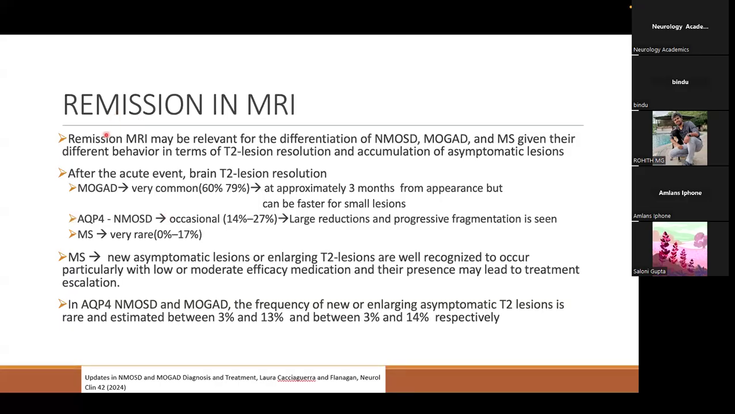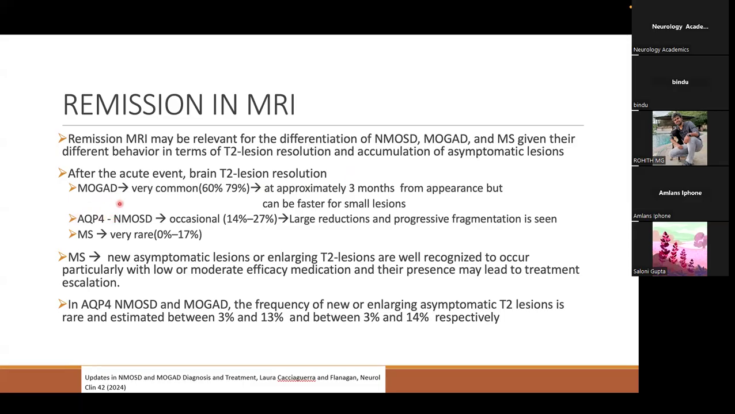That is remission. The pattern of remission is relevant for differentiating between NMOSD, MOGAD, and MS. After an acute event, in MOGAD, remission will occur. 60 to 79% of patients will have remission at approximately 3 months from appearance, and smaller lesions can show faster resolution. And if we give steroids, the lesions will also resolve faster.